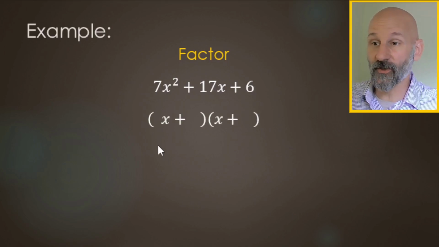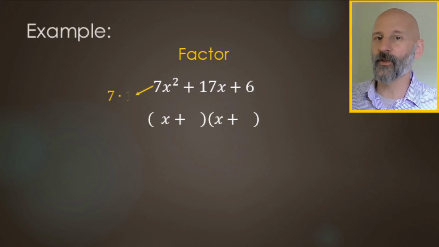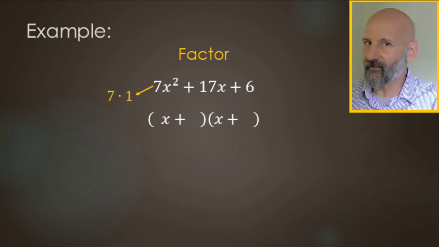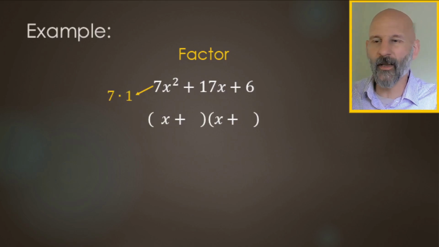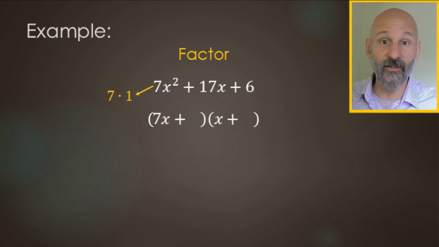So our answer is going to look like this, x plus in parentheses. Now the firsts have to multiply to a 7x squared. So that there's only one option. It's a 7 and a 1, or a 1 and a 7. But normally for the way I do it, I put the number first. So I have a 7x plus a number and then x plus another number. Normally they're different numbers. Sometimes they're the same.